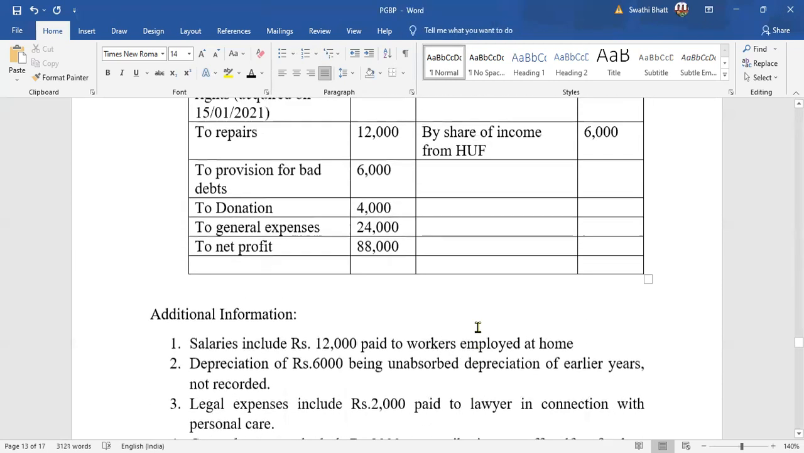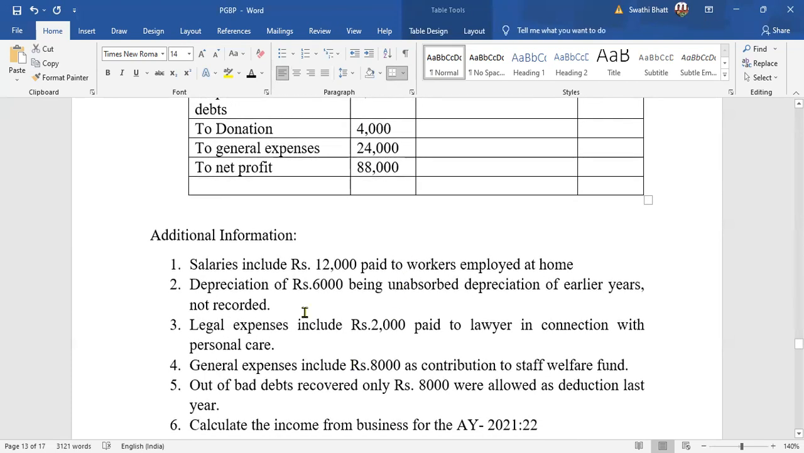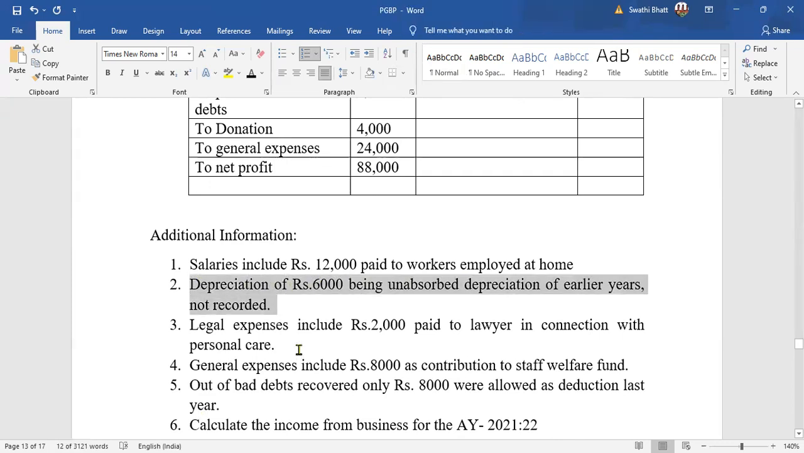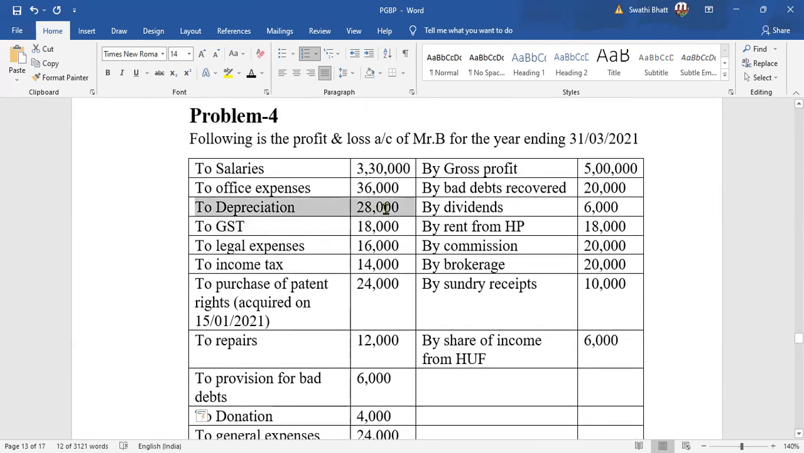The next item that we have over here is office expense. Like I said, it is allowed. The next one that we have here is depreciation. Now remember, regarding depreciation, there is no information that is given to us in the additional information, except that they have told that depreciation or the total depreciation includes 6,000, which includes unabsorbed depreciation of earlier year. So nothing else is given. So we will assume that whatever depreciation has been shown is allowed.